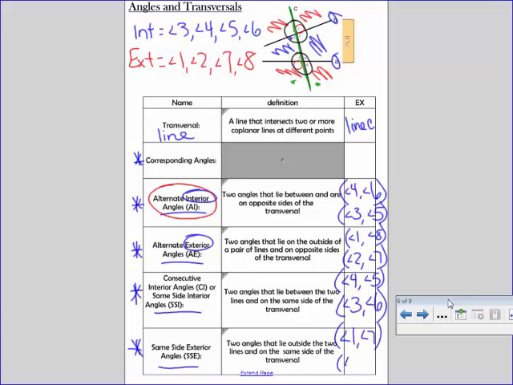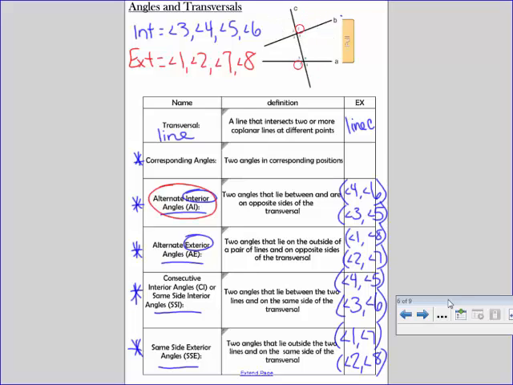And then lastly, angle 2 is alternate same side exterior with angle 8. Okay, so those deal with the consecutive, alternates, interior, exterior. But now going back up to corresponding, corresponding is slightly different because it doesn't give you any of those key words. Okay, so let's take a look at the definition first.